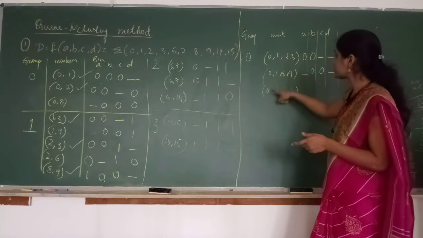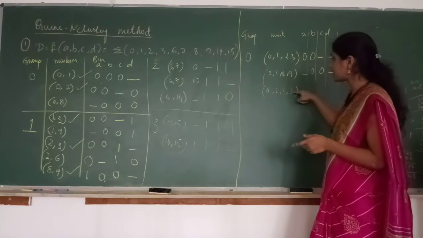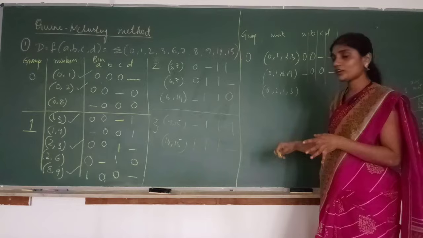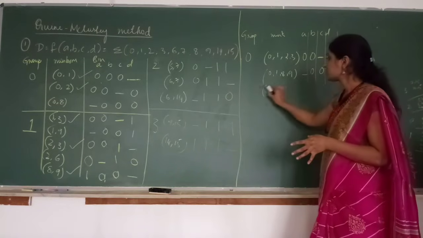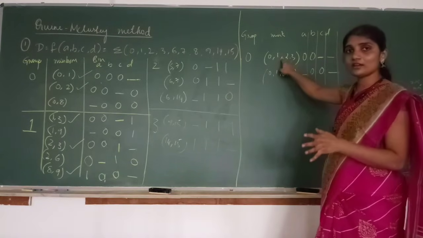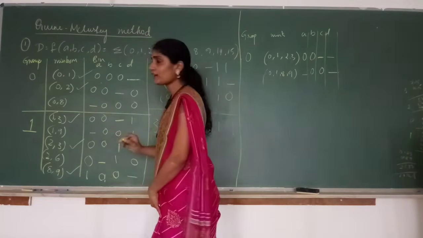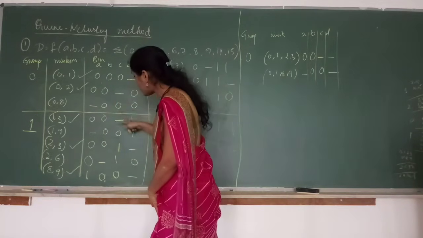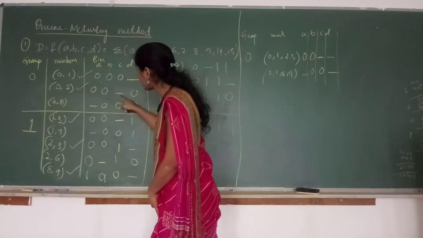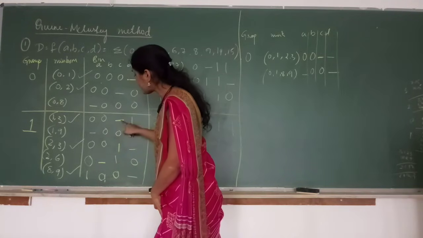See, 0 is there, 2 is there, 1 is there, 3 is there. That means this grouping we have already done. No need to write it again. 0 to 1, 3 we have already written, so no need to write it, but you can tick. Right? So now, just check whether we have got dash in C anywhere else except this.